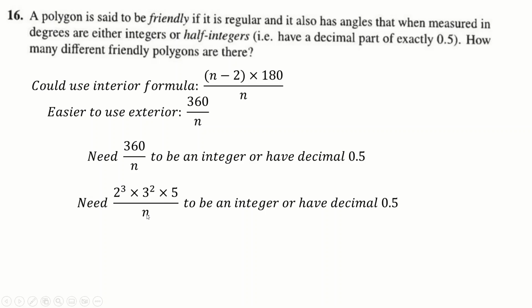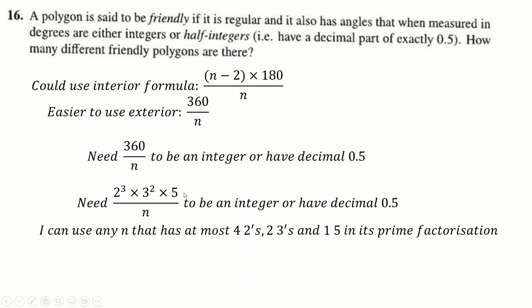N could be 1, right? And then we'd end up with an integer up here as well, so that's good. So, okay, I could use any n that has at most 4 2s, 2 3s, and 1 5. Now, the reason I'm saying it can have 2 3s in it is because it can't have 3 3s, because then you cancel both of these and you still have a 3 on the bottom to divide by, which will give you a 0.33. So it can have 2 3s and have 1 5 for the same reason.